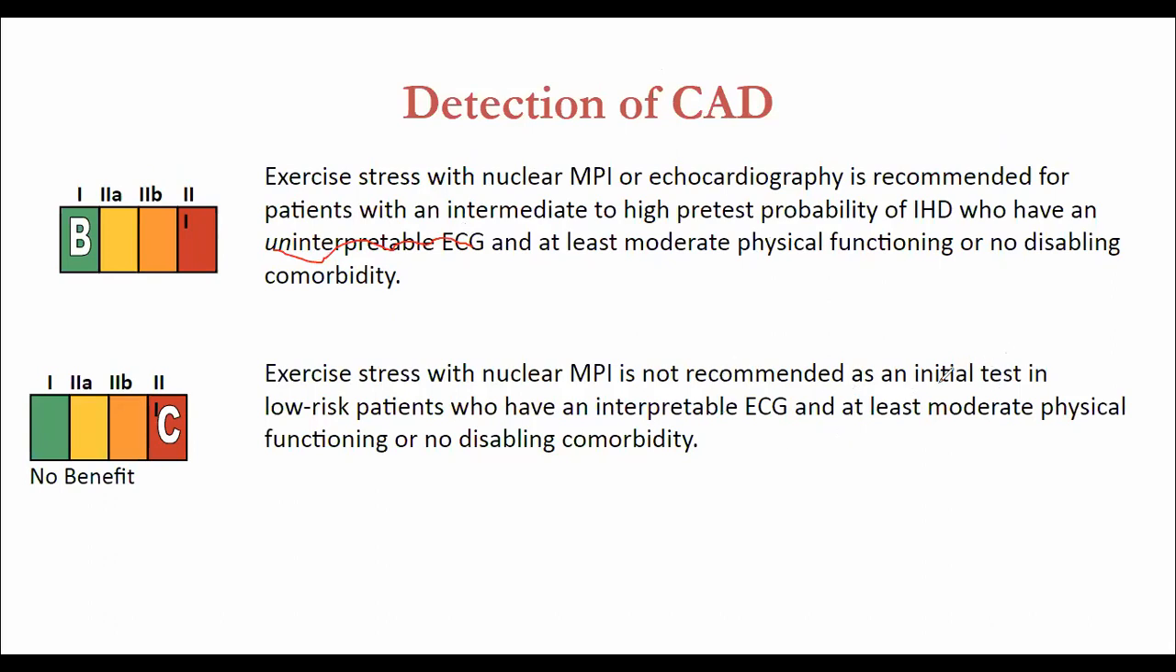Okay, and it's never been an initial test. Don't use it as an initial test in a low risk patient. It's for the intermediate to high risk category. If the patient has an interpretable ECG, low to moderate risk of ischemic heart disease, then go for ETT first, as per AHA guidelines.